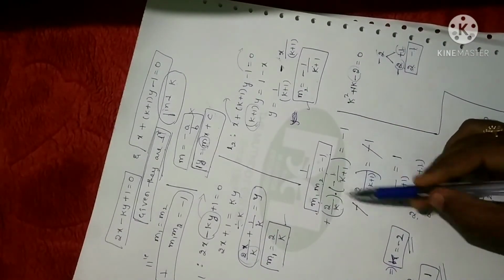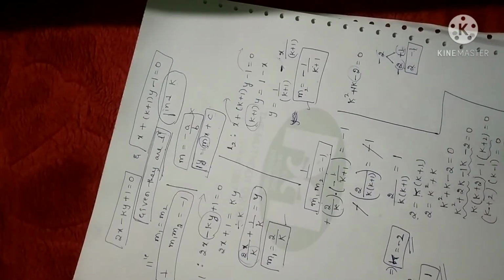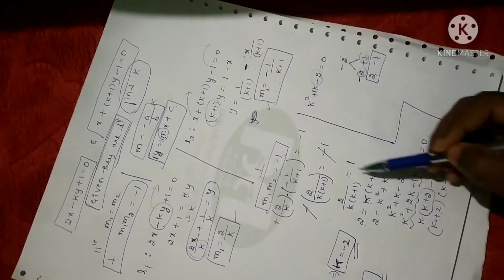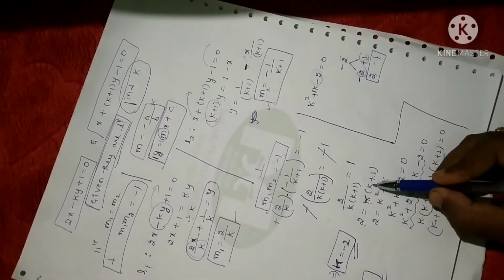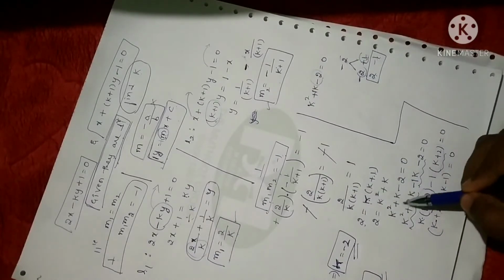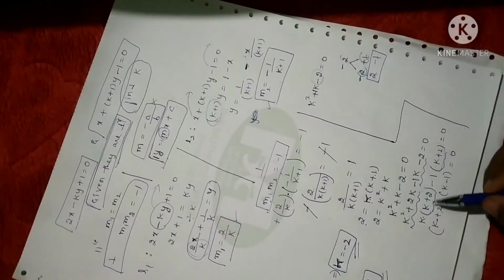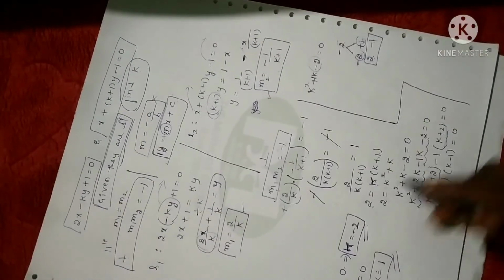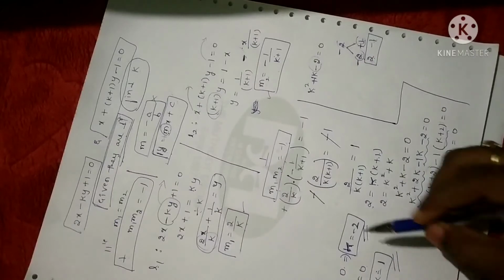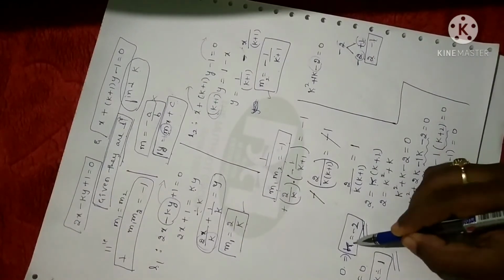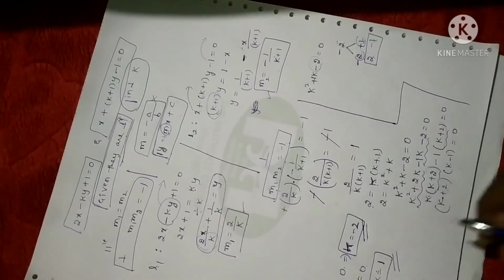Now, since you have a minus sign, let me cancel on both sides. Now I did the cross multiplication. When I multiplied, I got a quadratic equation. So I found the factors for that, and the rest followed as usual simplification. After that I got two values for k. One is minus 2, another is 1. This is what the concept is.